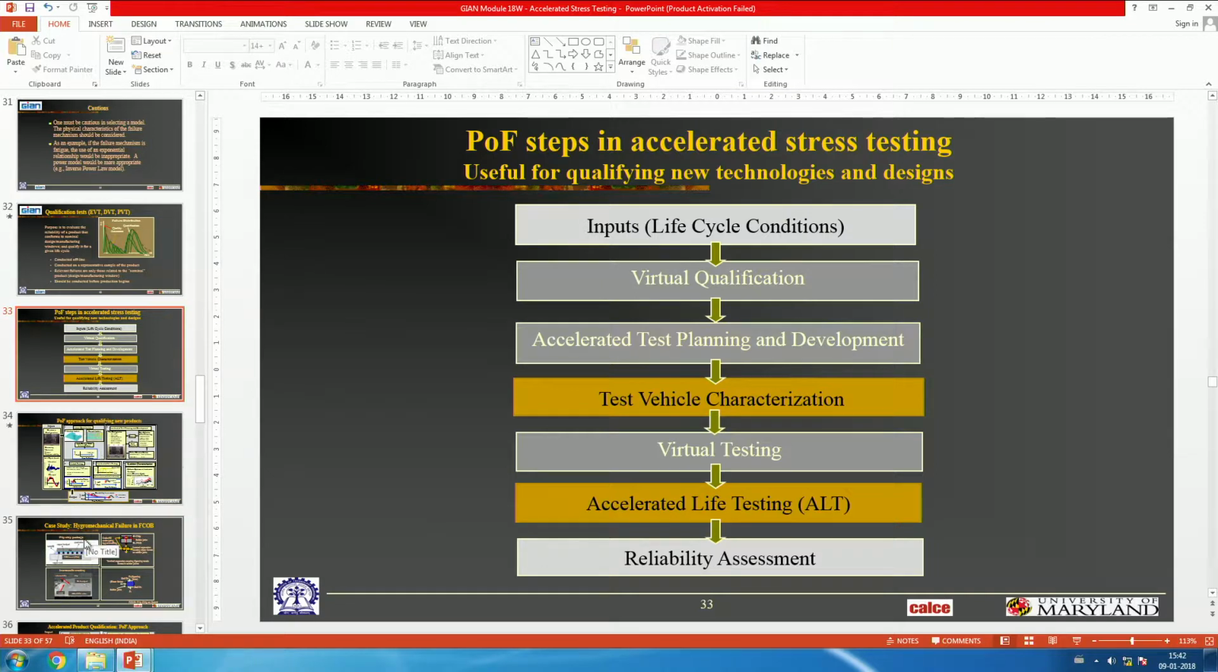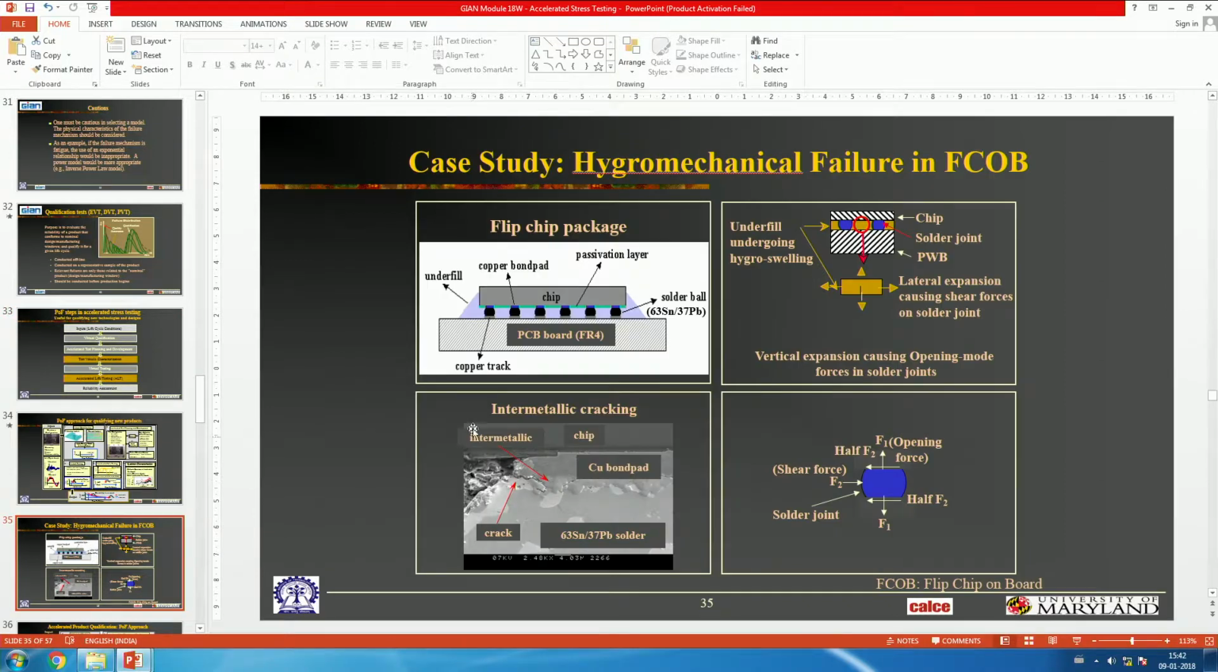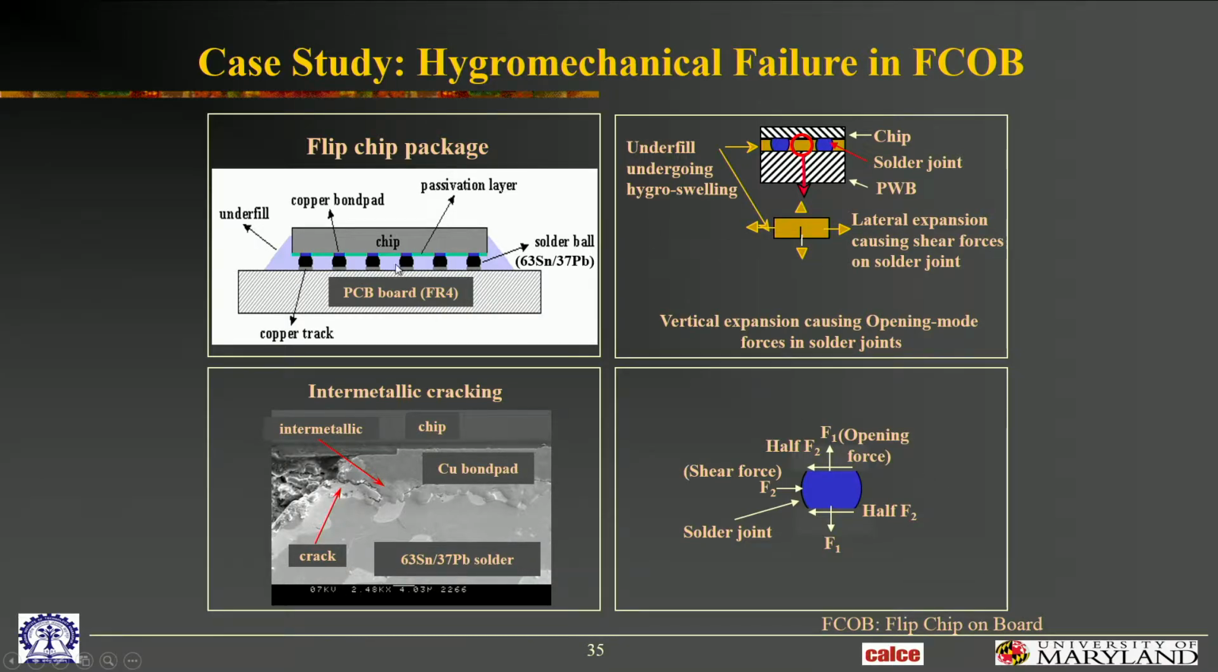So let me walk through this example. How did we go through those 5 steps? This is the technology we were looking at. This is a silicon chip, flip chip directly onto a printed circuit board. So there is a big CTE mismatch. We talked about that before. So obviously the solder joints are at risk.